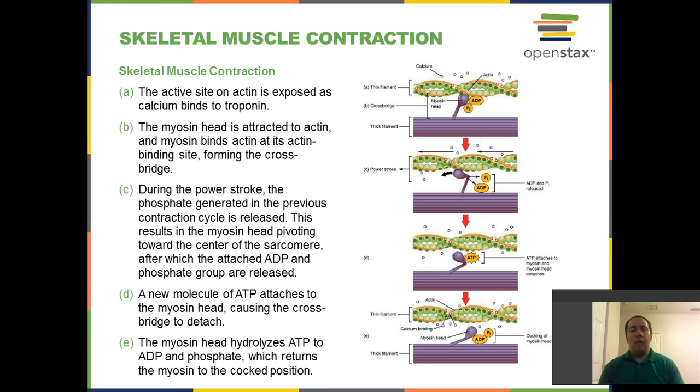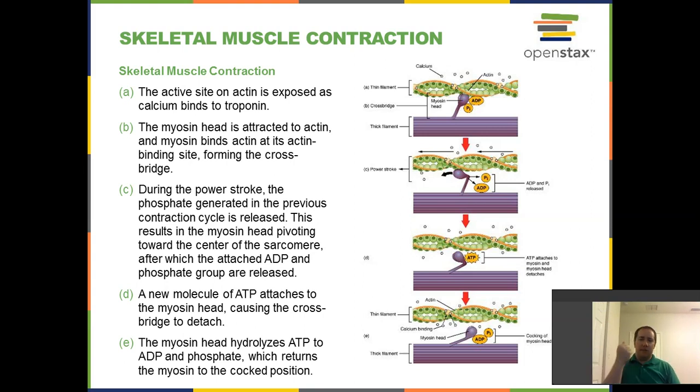And so when we are contracting, this is a sequential process. And so we have calcium. It has bound troponin. The troponin has caused tropomyosin to move. That when the tropomyosin moved, it exposed the actin. The myosin head is going to reach up. It is going to grab that actin. When it does that, it is then going to pull.